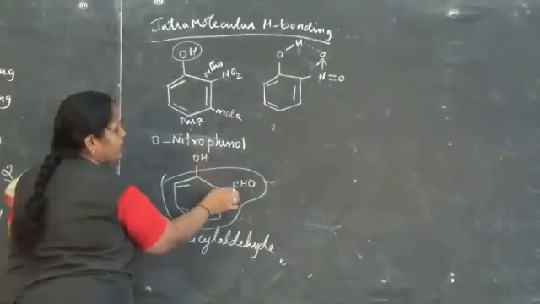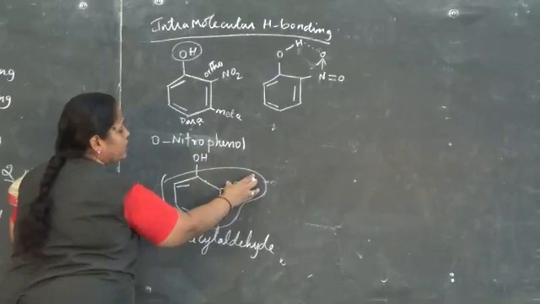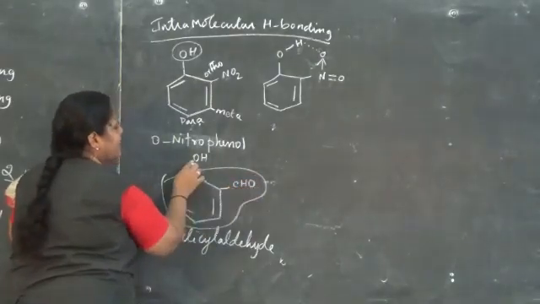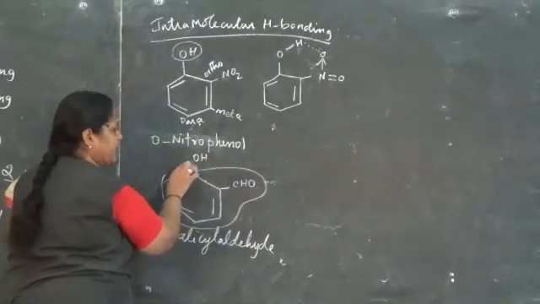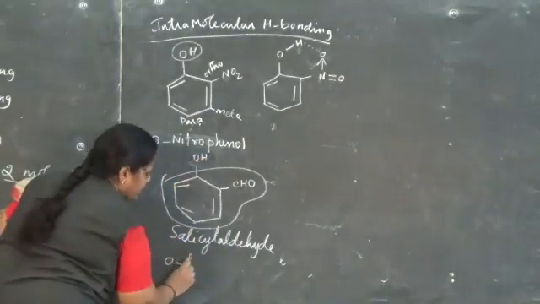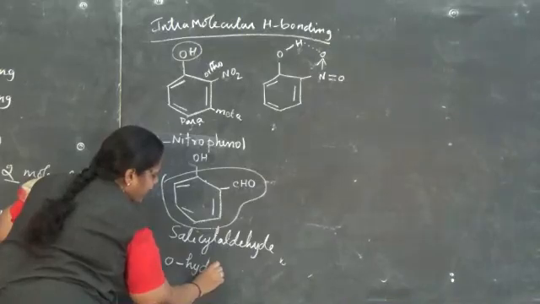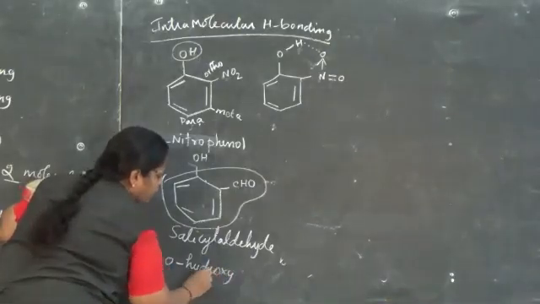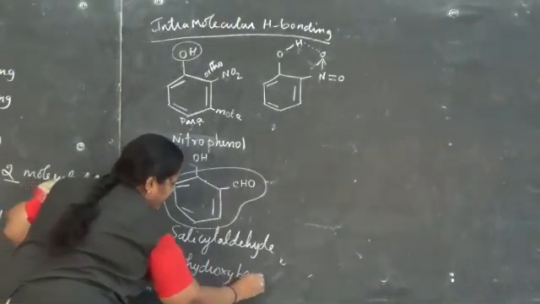Here, compared to OH and CHO, the functional group that dominates is aldehyde. That's why OH is considered as a substituent. So, it is referred to as ortho-hydroxybenzaldehyde. Another name of salicylic aldehyde is ortho-hydroxybenzaldehyde.